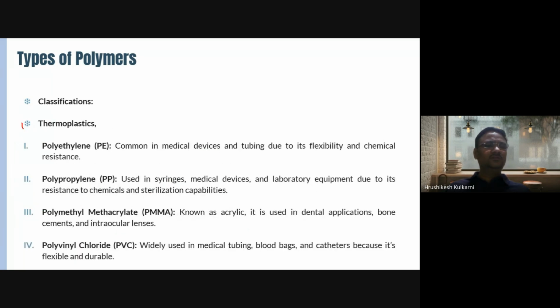Now let us focus on thermoplastics. There are again two categories, thermoplastics and thermosettings. Thermoplastics are polyethylene, polypropylene, PMMA and PVC. If you see the application of PVC, it is widely used in medical tubing, blood bags, catheters, which are used in heart surgery. PMMA, also known as acrylic material, is used in dental application, bone cements, intraocular lenses. Polypropylene is used in medical devices and laboratory equipment. Sterilization capacity is there.